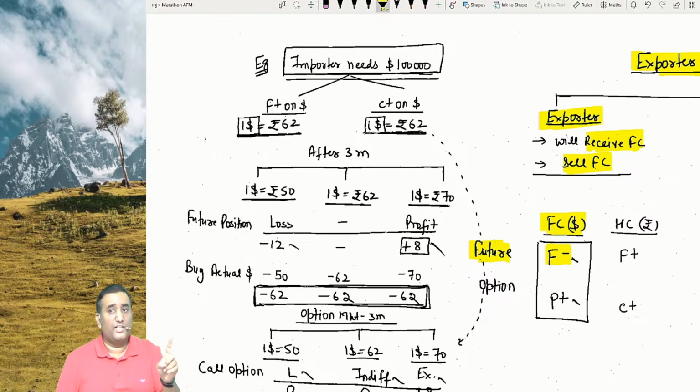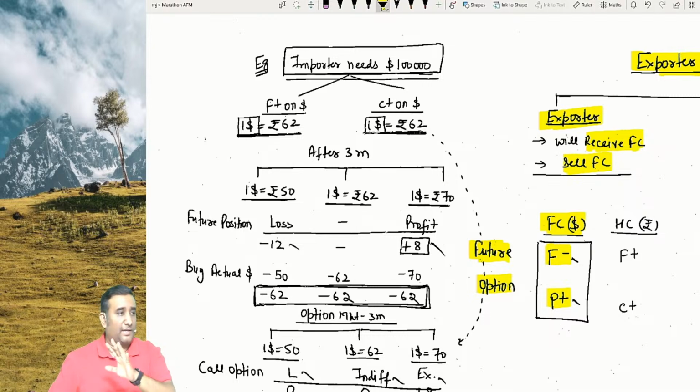Similarly, fear is what? Price going down or price going up? Price going down. Which option saves you from price going down? Put option. So in the option market you will take P plus. Once again, in the exporter, the basic rule is he will receive foreign currency, he will sell foreign currency. When he receives foreign currency, he will take a contract of selling. So it's F minus or P plus.